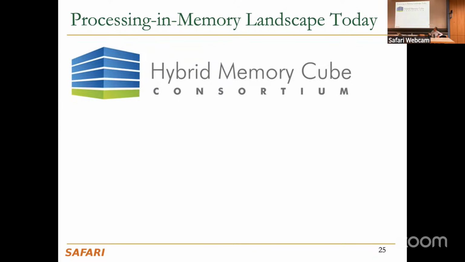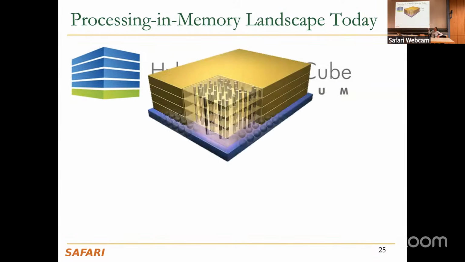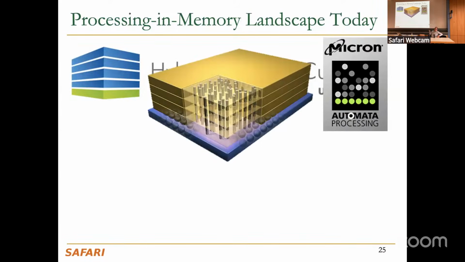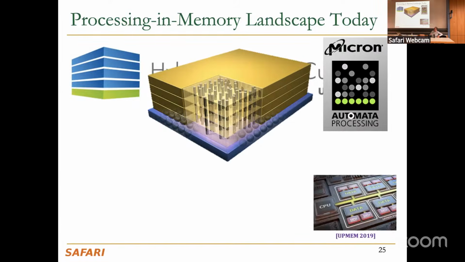We're also going to look at some real devices. Today, there are a lot of things that people have developed, like 3D stacked memories. We're going to look at that. Micron had this automata processor early on that did some deterministic finite automata computation in row buffers. We're going to look at that.